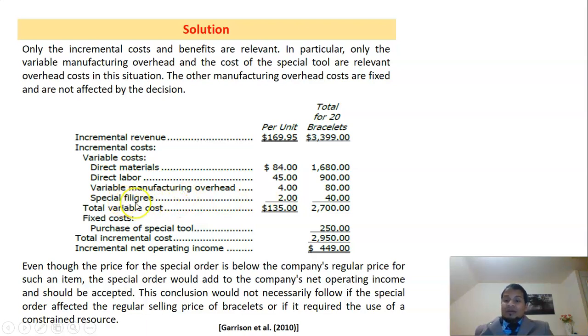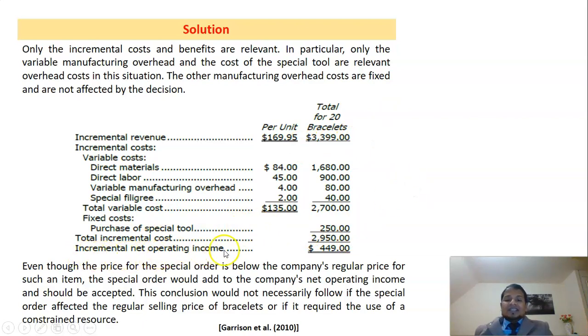The special filigree is also a variable cost. It requires $2 per unit, so multiplied by 20 is $40 altogether. So 135 is the variable cost per unit, and the total variable cost is 2,700. But you need a special tool that is a fixed cost, but it is a traceable fixed cost only for this order. So you need to buy special equipment for 250. So our total cost comes altogether to 2,950. If we accept the order, our revenue is this, and our expenses are this.